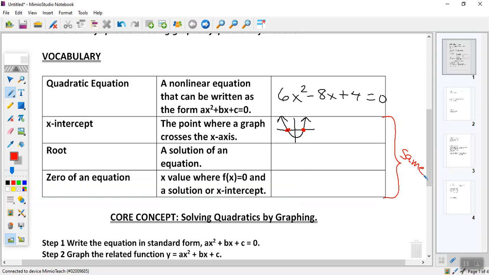So if I say, what's the x-intercept of the graph? That's the same as saying, what is the root of the graph? Or what is the zero of the equation? The terms x-intercept, root, or zero, just understand they all mean the same thing. You bet. Okay. Well, let's jump into this, kids.